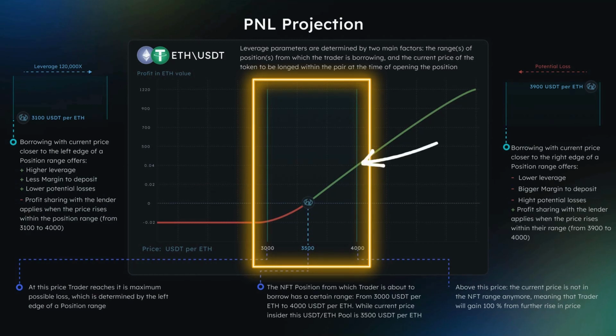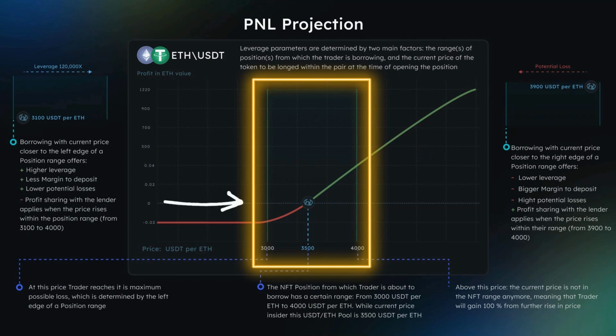Above 4,000 USDT per ETH, price is no longer within the NFT range, meaning that the trader will gain 100% from any further rise in price. While the price is in NFT ranges, trader and lender share the potential profits.